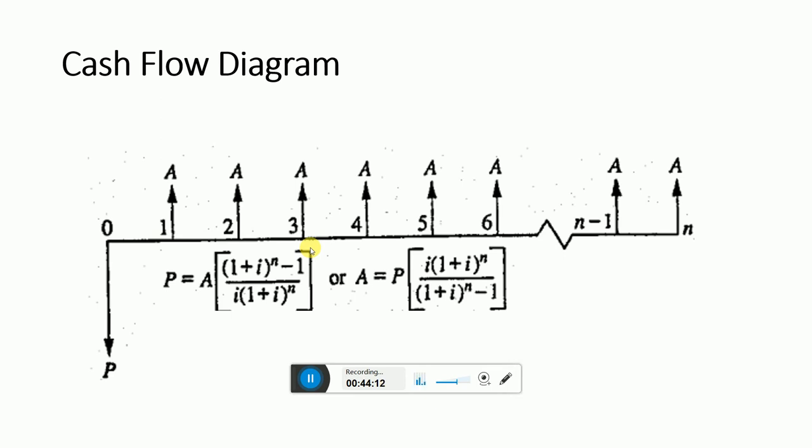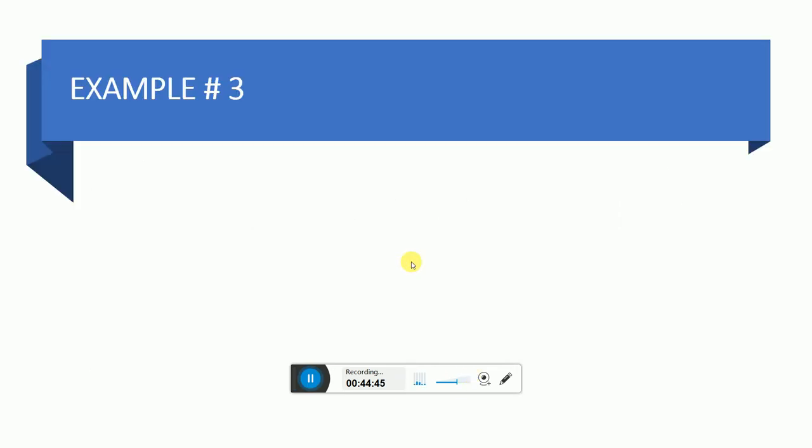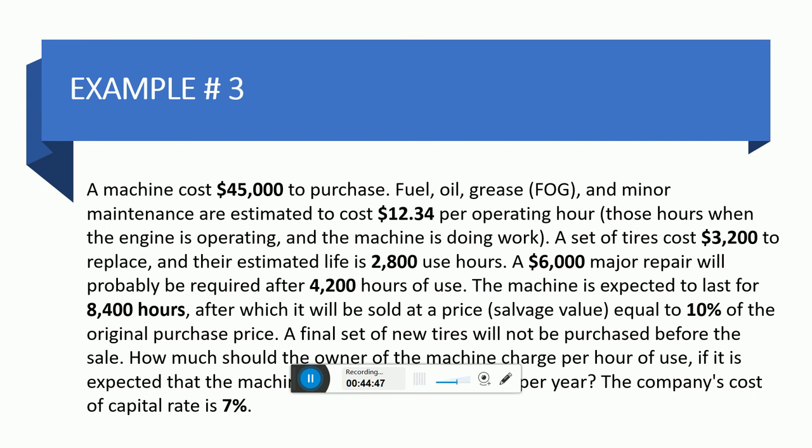Most engineering economy problems are more complicated than the examples we have considered, and these must be broken down into small parts. So for this, we can consider another, more detailed example to see how these relationships are beneficial. Let's see example number 3.